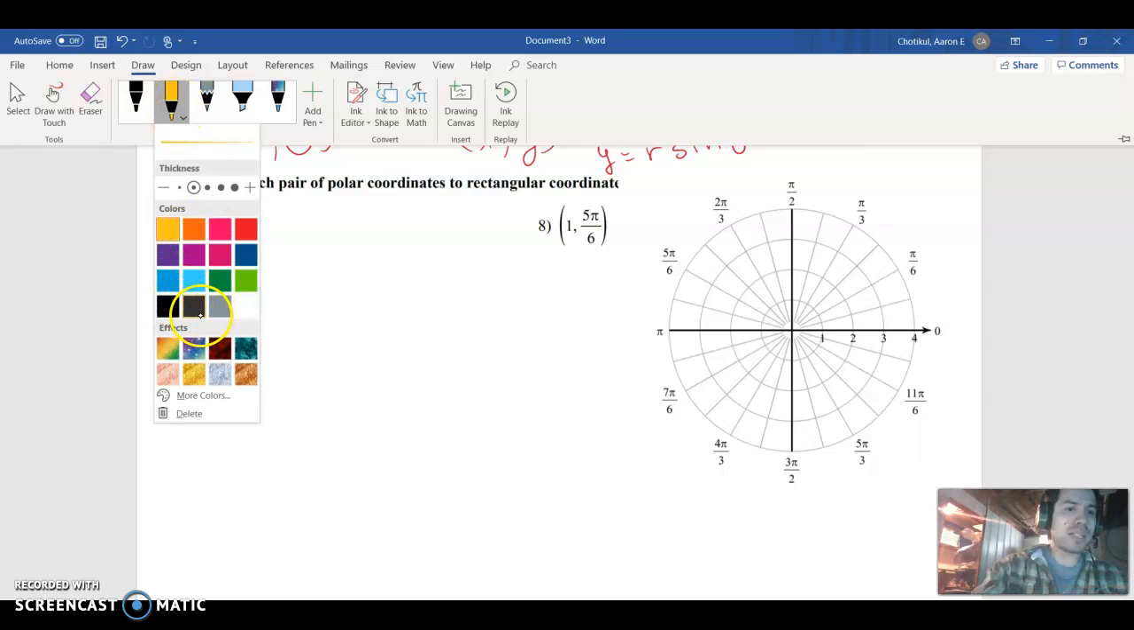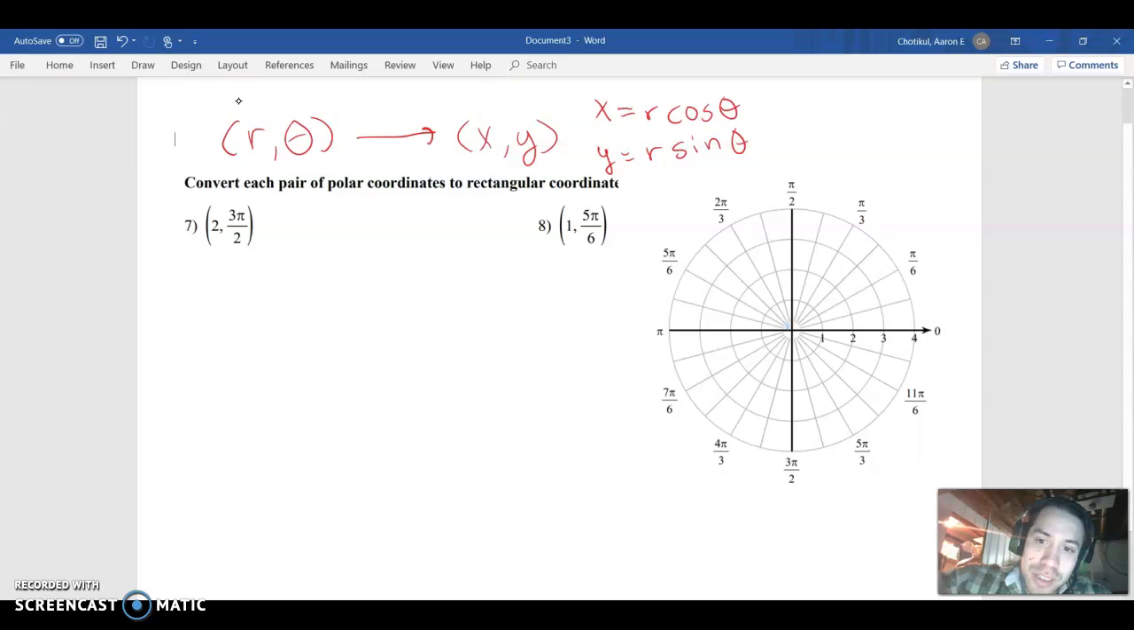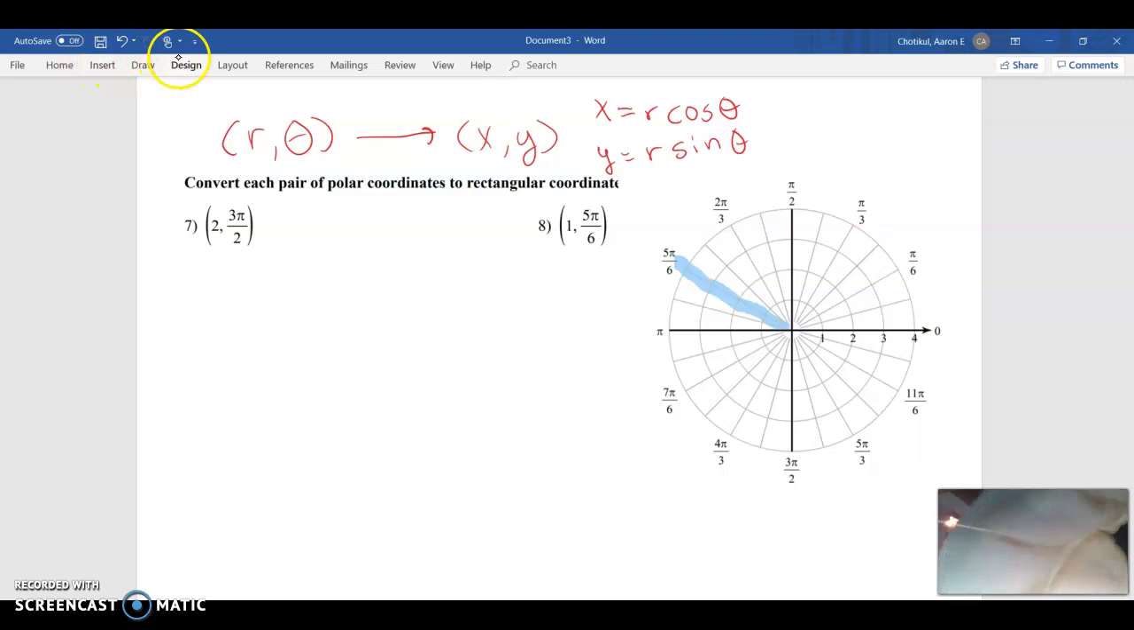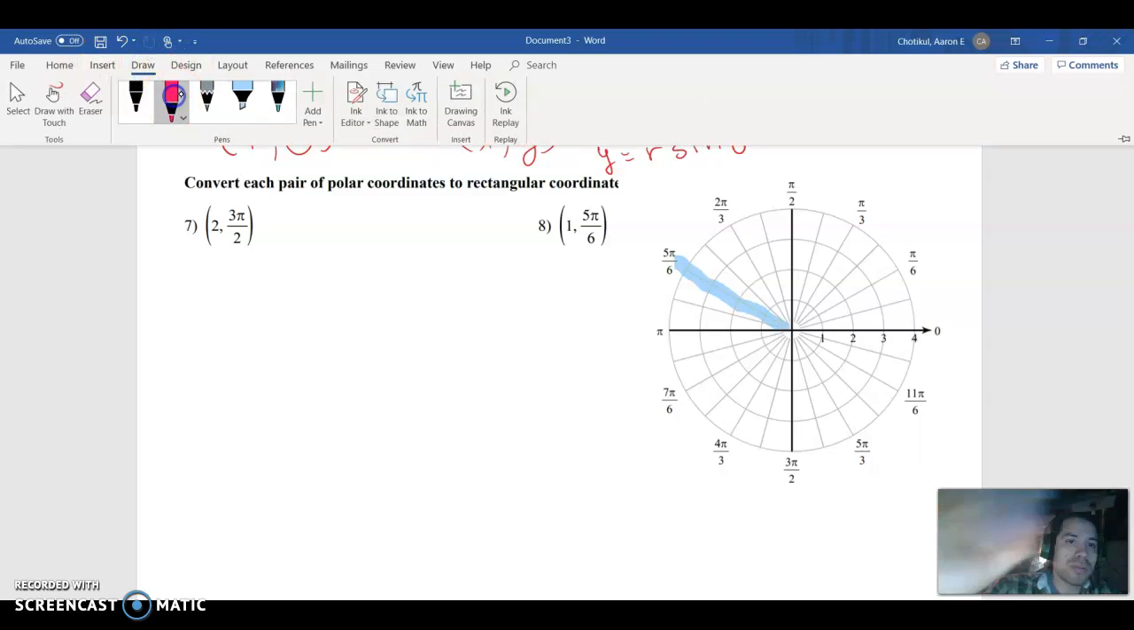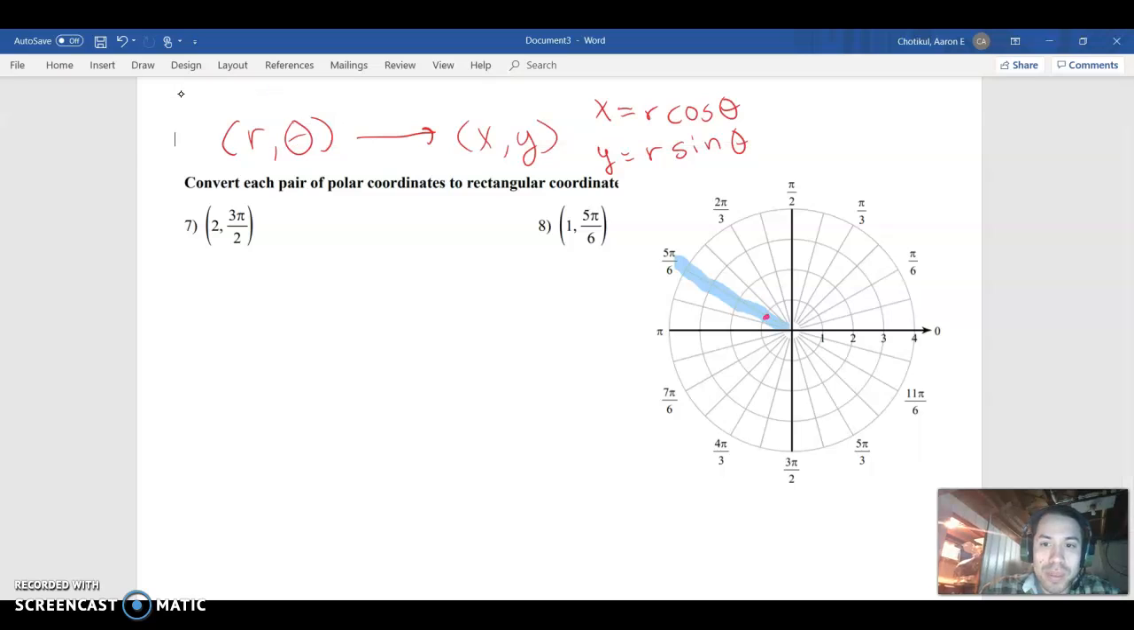Our coordinate here is 1 comma 5 pi over 6. So I'm going to go to the ray for 5 pi over 6, and I'm just going to draw that out. This helps me keep track of my angle. And then I'm going out a distance of 1. Boom. Here's my coordinate right there. I'm a little off, but I think you guys get the idea. There's my coordinate. This is the coordinate for 8.